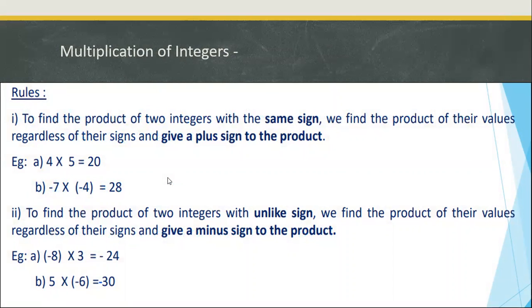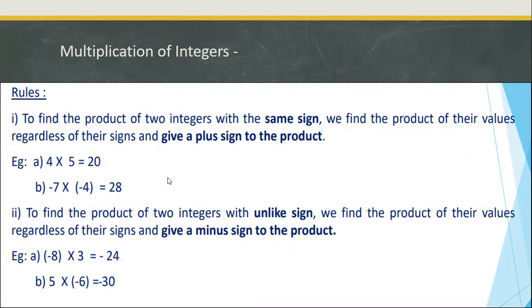Multiplication of integers. Rules. 1. To find the product of two integers with the same sign, we find the product of their values regardless of their signs and give a plus sign to the product. Example A, 4 × 5 = 20. B, -7 × -4 = 28.